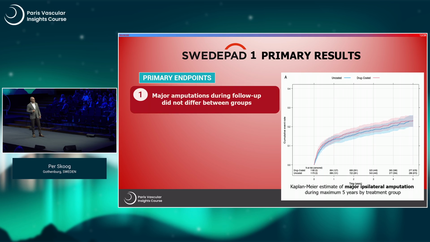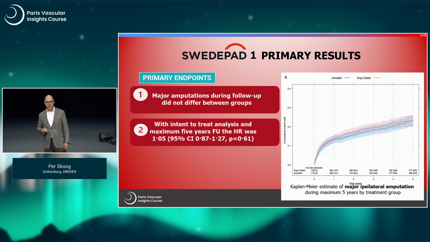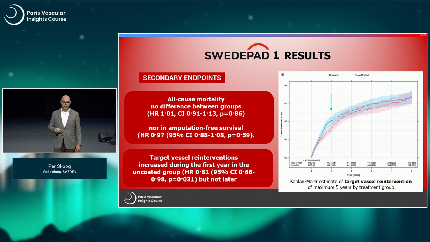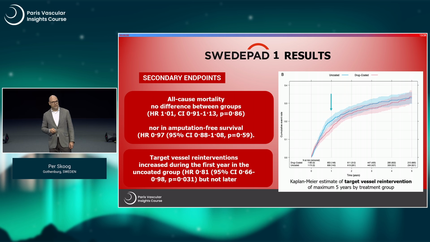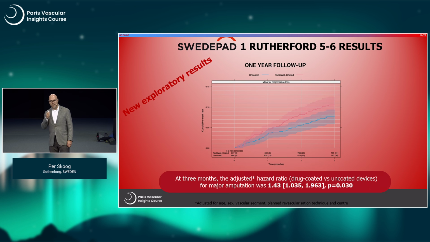For the primary endpoint, we didn't see any difference in major amputation at follow-up of 1 to 5 years. The amputation rates were comparable with other studies, but there was no difference. For the secondary endpoint, we didn't see any difference in all-cause mortality in the SWEDEPAD 1 study. However, we delayed the target vessel reintervention rate during the first year in the coated group. But the uncoated and the coated were the same the second year, so we didn't prevent it. However, if you look at the worst patients, the Rutherford 5 and 6, we had an increased amputation rate in the drug-coated group at 3 months.